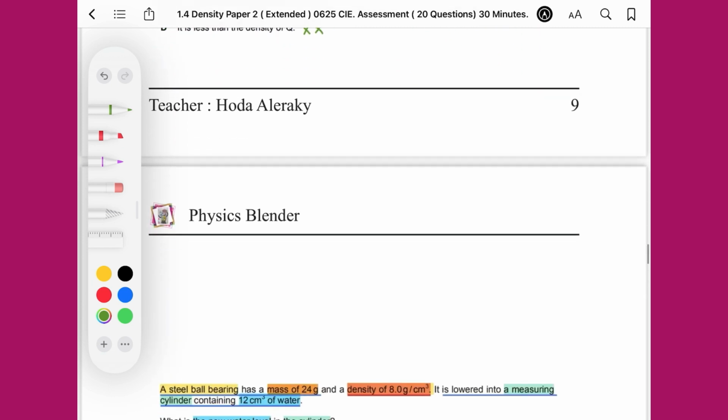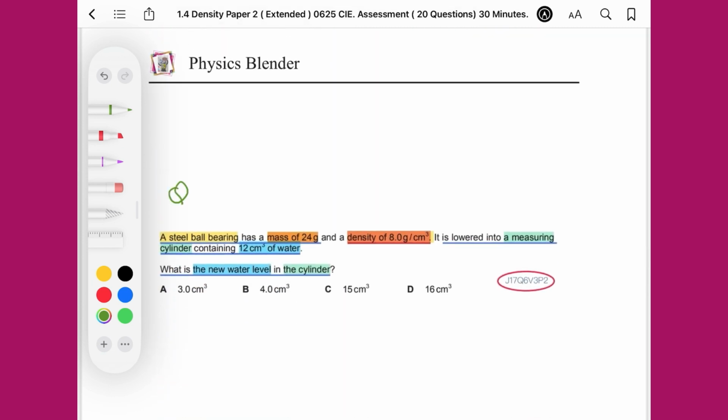Okay? Question 16. A steel ball bearing has a mass of 24 grams. Its density is given. It's lowered into a measuring cylinder containing 12 cubic centimeter of water. What is the new water level here in the measuring cylinder? Okay, so here you have to rearrange your equation. Density is equal to mass divided by volume. You are trying to calculate volume, so rearrange. Volume will be equal to mass divided by density.